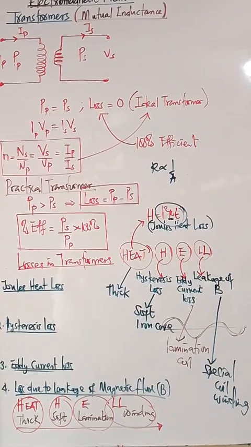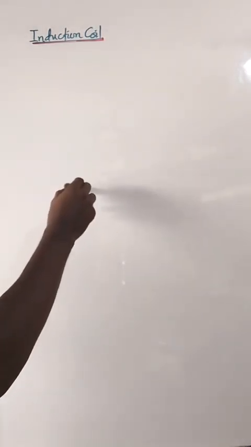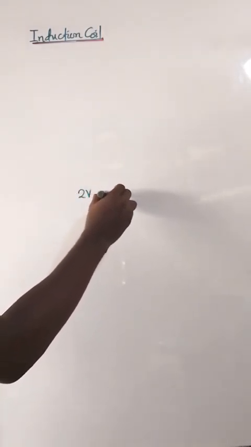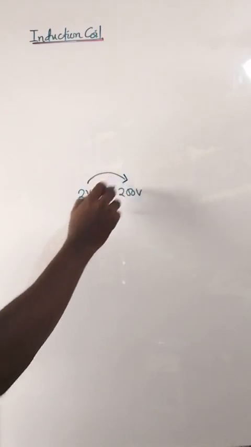The last thing before we end the topic, finally, is the induction coil. An induction coil is an electromagnetic induction device which is used to convert a low PD source to a high PD source. Suppose we have a source of PD that is 2 volts and we want to amplify it to, let's say, 200 volts. What we use, we call an induction coil. So it's like a step-up transformer.